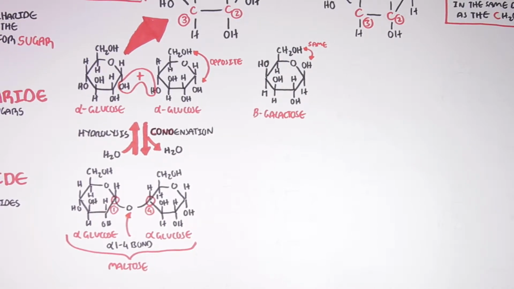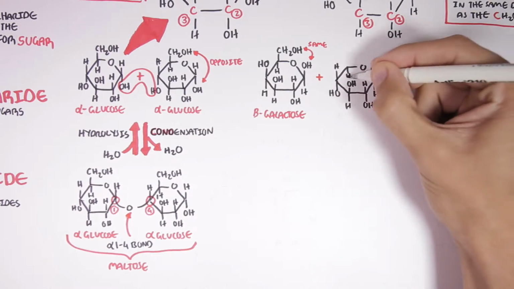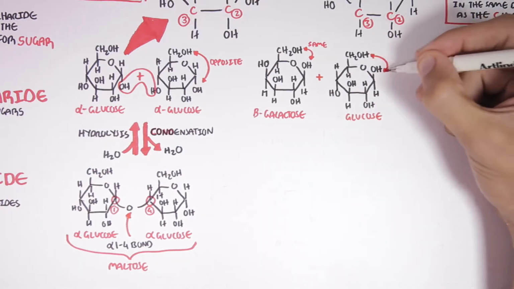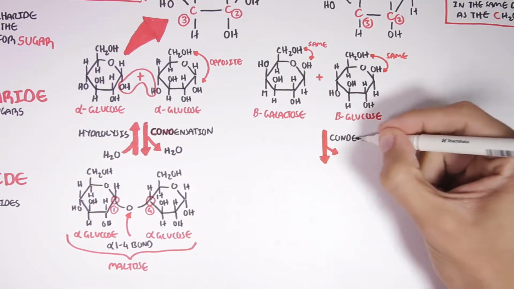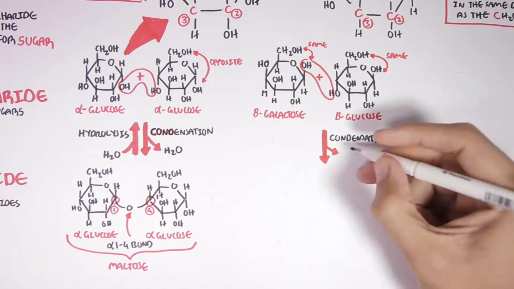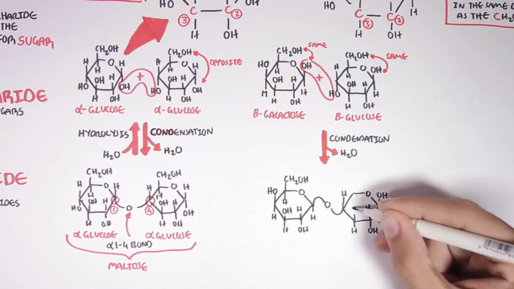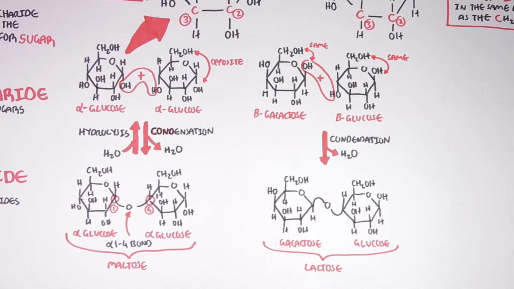So maltose is only one example of a disaccharide. Let's look at some other common examples. Now this galactose molecule can link with a glucose molecule. This particular glucose molecule is actually in a beta configuration because remember, the hydroxyl group here is pointing in the same direction as carbon number 6. So this galactose molecule and the glucose molecule can form a link, and through the condensation process, it will form lactose. Lactose is made up of galactose and glucose.